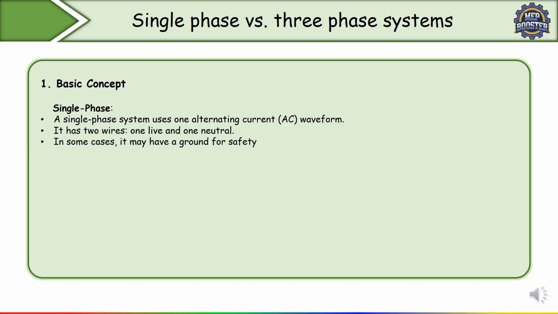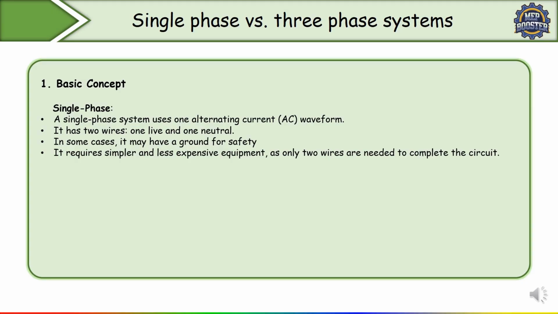Is it clear? So the characteristics of single phase system are what? First, it is simple in design, which means it is easier to design and maintain. Fewer components are used and the wiring is cheaper, making it more economical and cost effective. This type of system is suitable for most residential houses and light commercial uses like fans, lights, TVs, etc. But one limitation is there. Single phase system is not ideal for running heavy equipment or machines that require high power. For that we have to go for the three phase system. It requires simpler and less expensive equipment, as only two wires are needed to complete the circuit. Now we'll see about the three phase system.